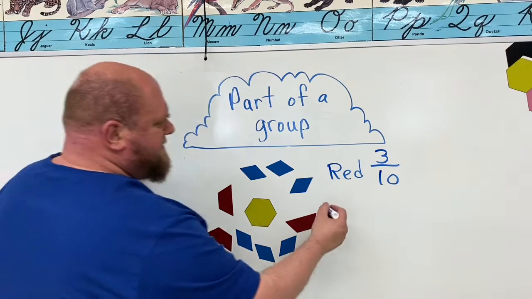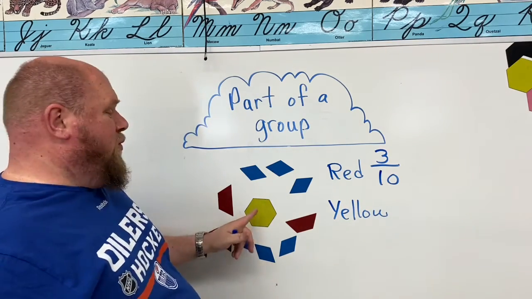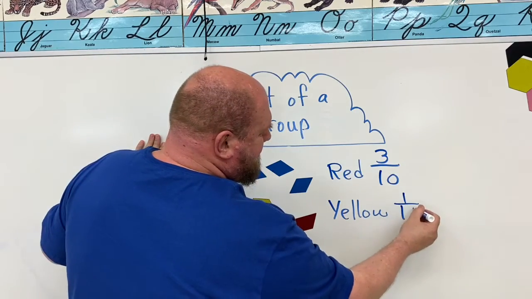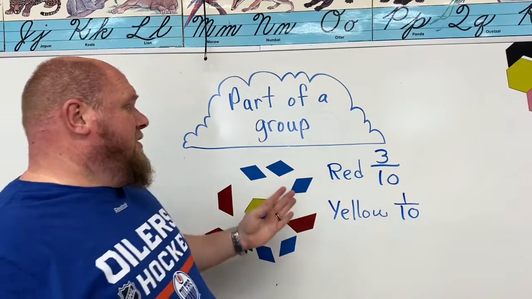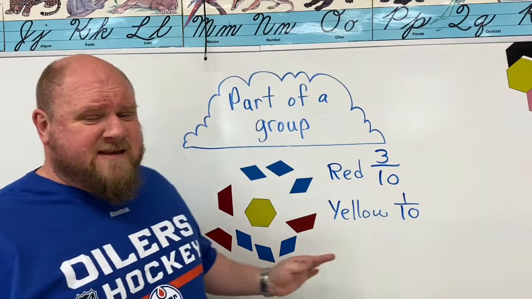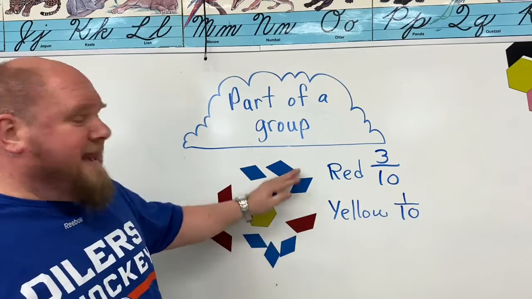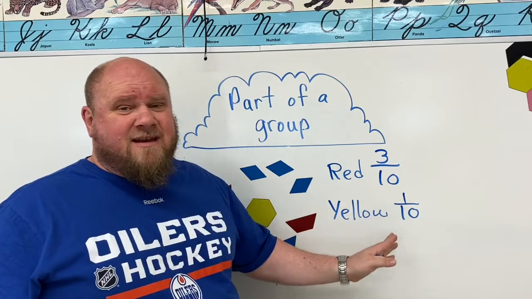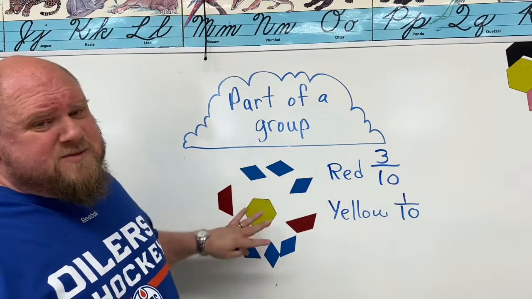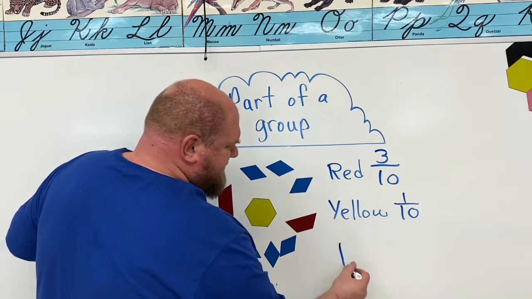Now let's look at the yellow hexagon. Obviously, 1 yellow hexagon, and there are 10 altogether. So 1/10 of these shapes are yellow hexagons. Now, a common mistake that people make is they say there's 1 yellow hexagon and 9 of everything else. So they say 1 out of 9. But you have to remember the bottom number. We want to put all of the shapes. So there's 10 altogether.